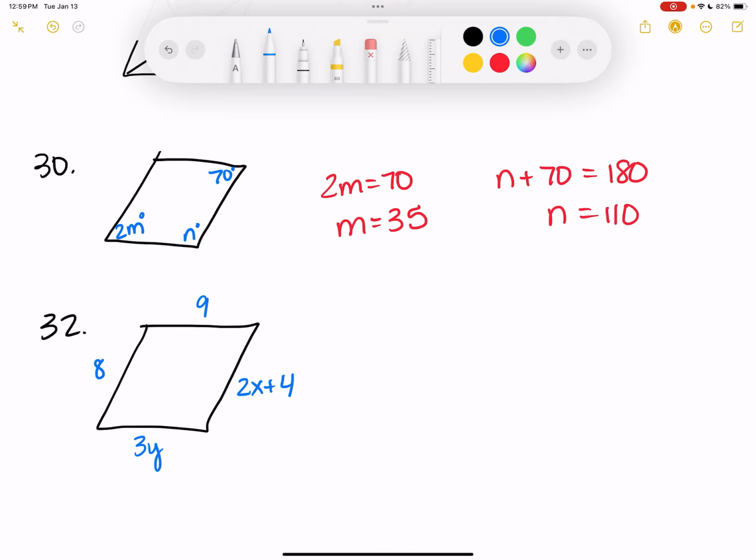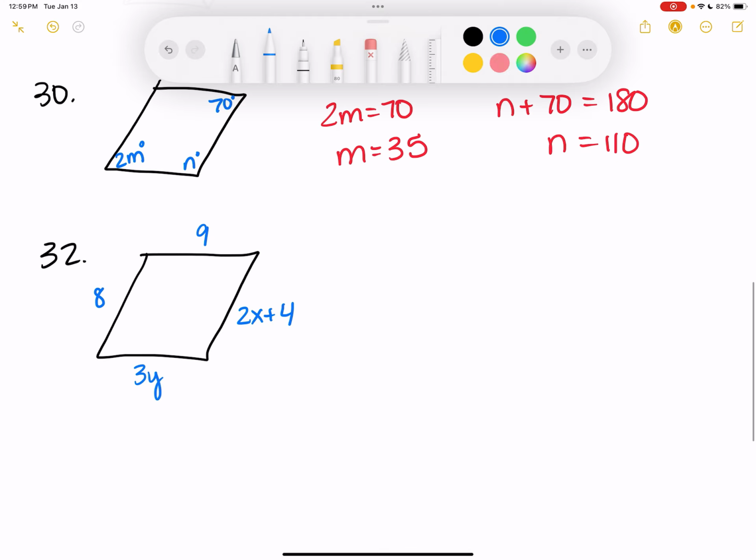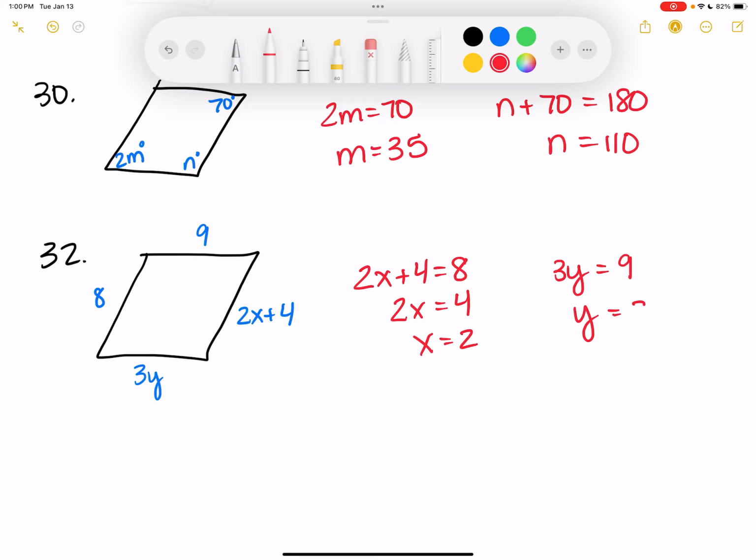So if I want to solve for x, how am I going to set that equation up? 2x plus 4 is equal to 8. Yep, opposite sides are congruent, so 2x plus 4 equals 8. Subtract 4, so 2x equals 4. Divide by 2, x equals 2. And then how about solving for y? How do I set that one up? 3y equals 9, divide by 3, y equals 3.